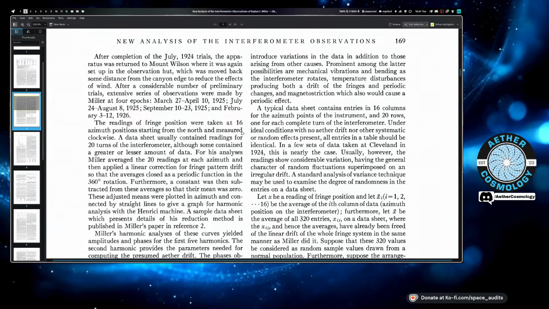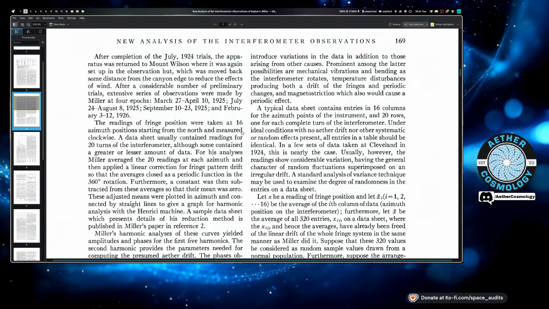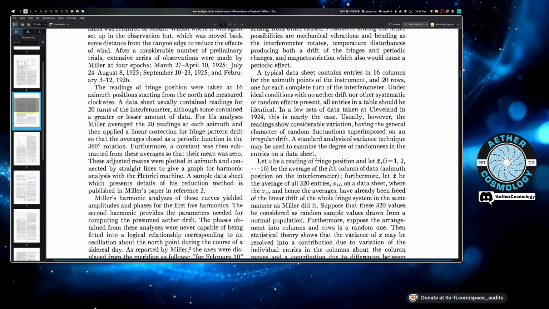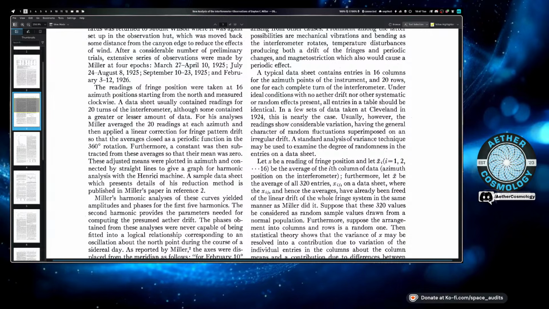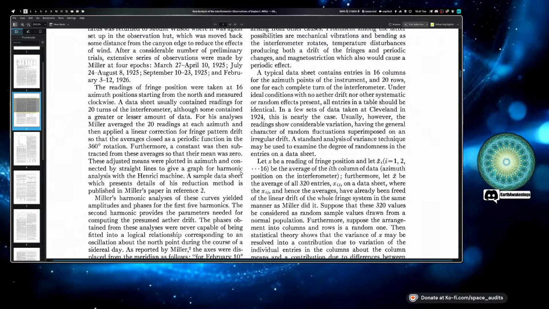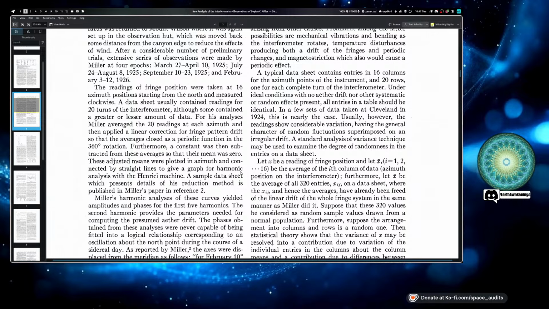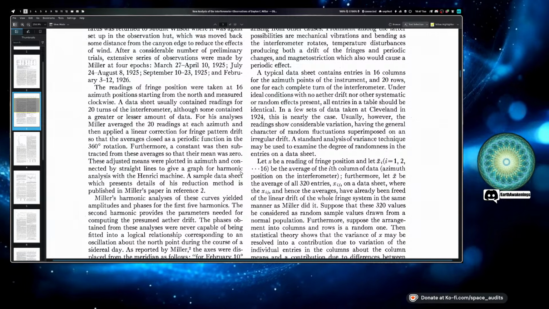These adjustments were plotted in azimuth, connected by straight lines, to give a graph for harmonic analysis with a Henrici machine. A sample of the data sheet which presents details from this reduction method is published in Miller's second reference here.